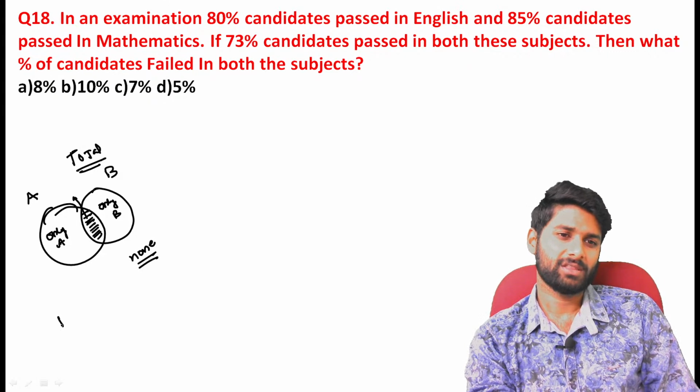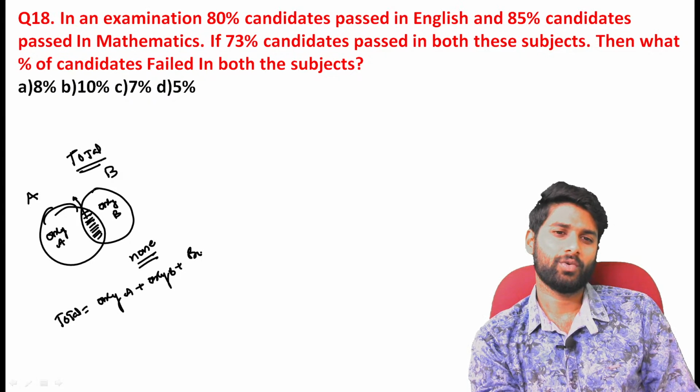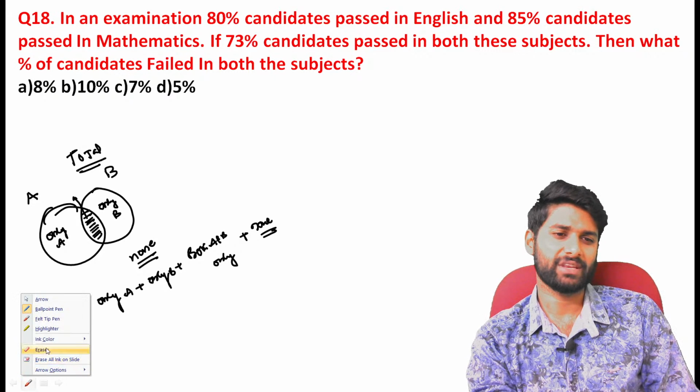So remember, the total value completely depends on only A plus only B plus both A and B, plus none. So you need to know this information. Now you can easily solve the question.